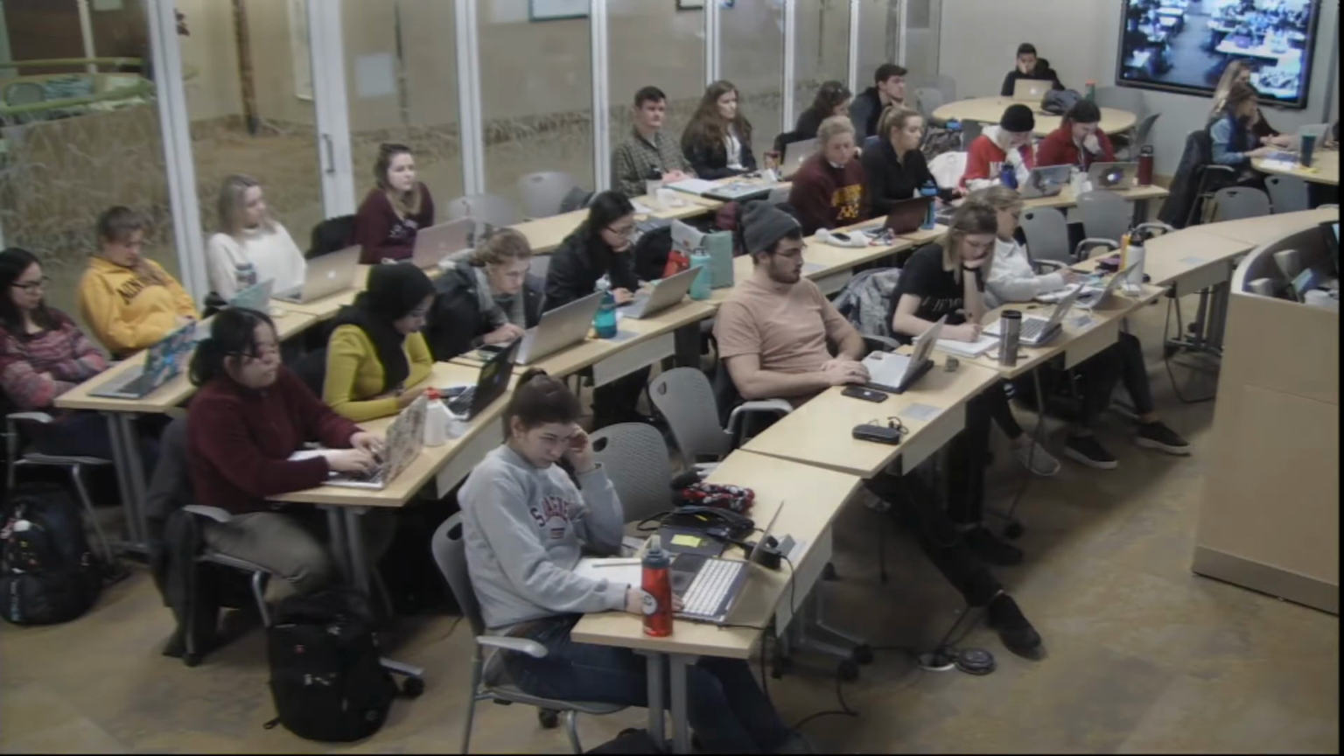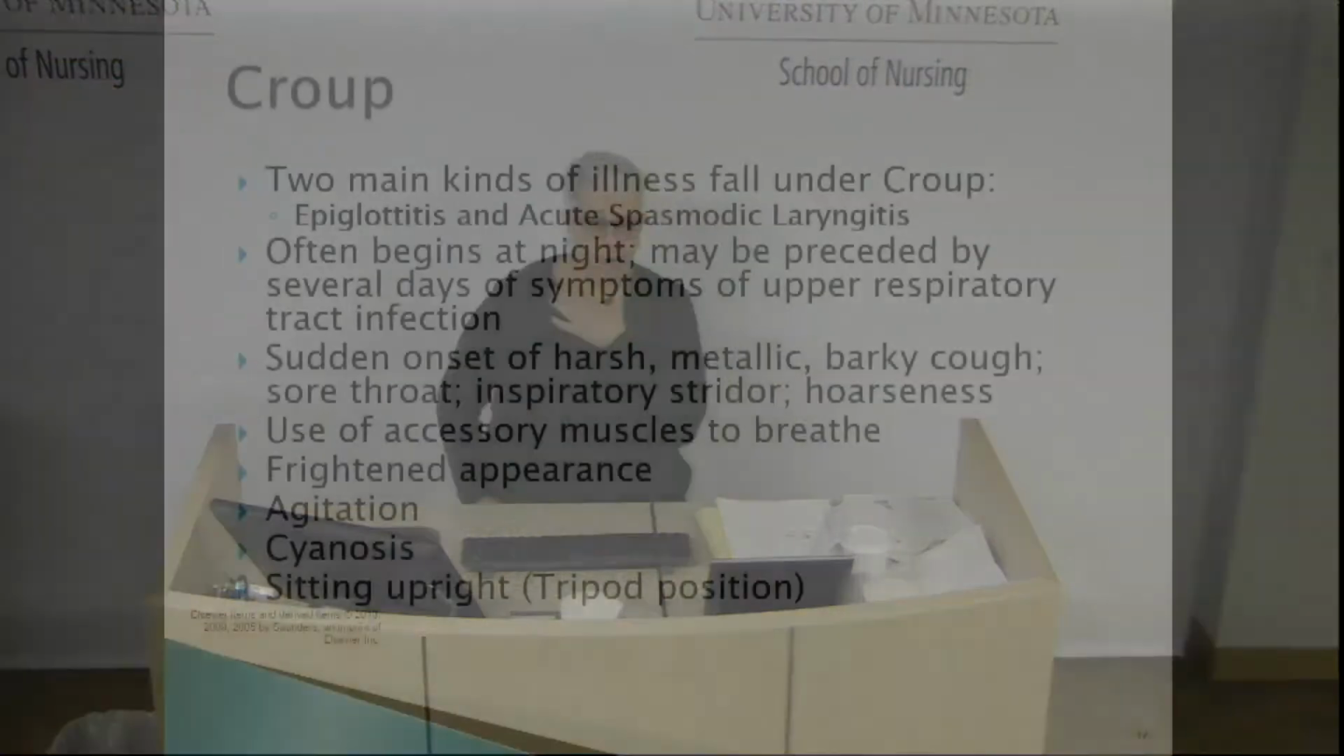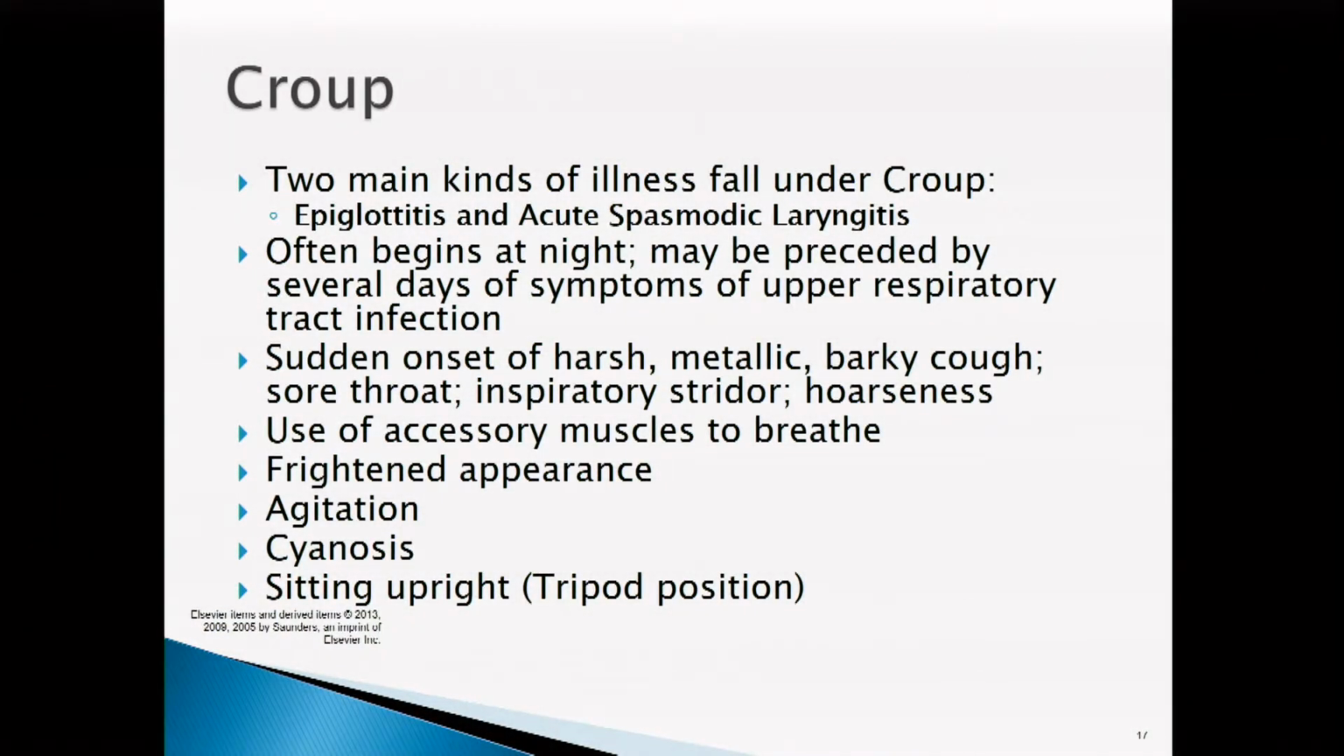Croup is really an upper airway condition, and often it's coughing. It can a lot of times begin at night, and it can be preceded by a child who's had an upper respiratory infection for a couple days, and now all of a sudden they've got this harsh, barky cough, sore throat. They're working to breathe, so you may hear some inspiratory stridor, because when you think about it, stridor is that upper airway breathing sound.